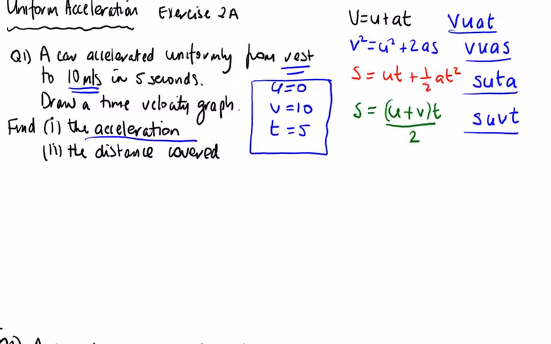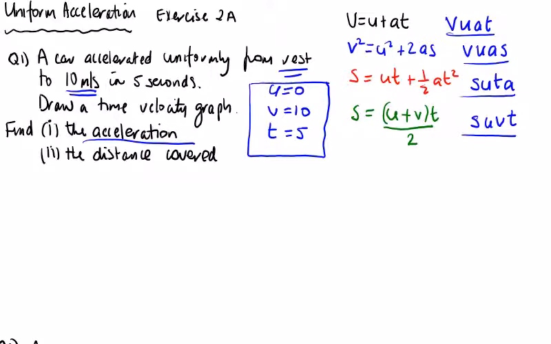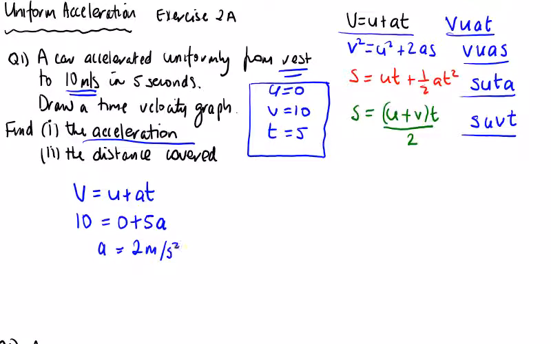So we need to go to an equation that has u, v, t, and a, and you can see it's the first one here. So v is equal to u plus at. 10 is equal to 0 plus 5a. So a is equal to 2 meters per second squared. You can say either meters per second squared, or ms to the minus 2. And I probably use both within these questions.